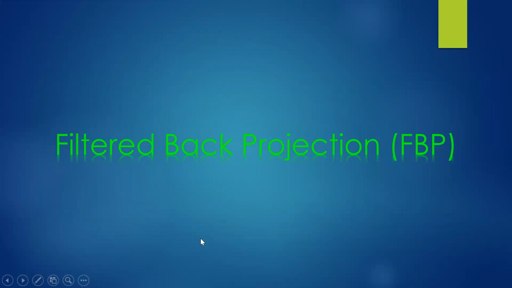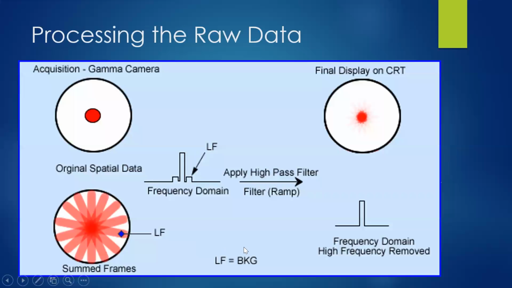So all that being said, let's now take a look at filtered back projection. This is the process in which we are going to make our images more acceptable. I generated this diagram here because I think it gives you a really good overall explanation of what filtered back projection is actually doing.